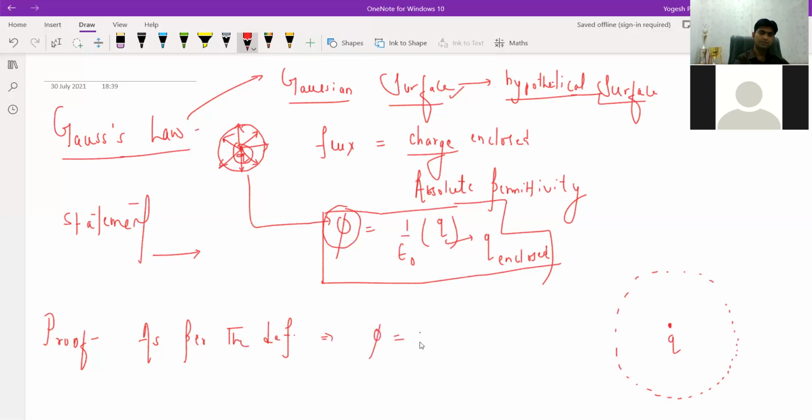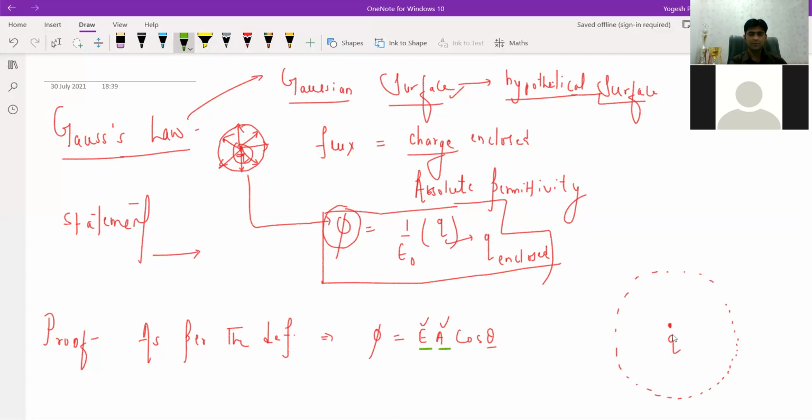Phi is equal to E A cos theta. Now, what is theta here? Theta is the angle between the electric field and the area vector. Now, we have to find out the angle between the electric field and the area vector.